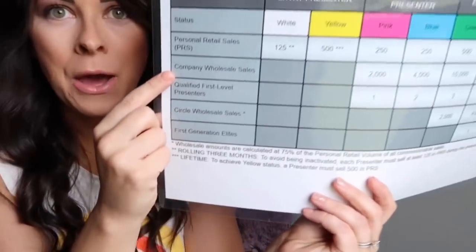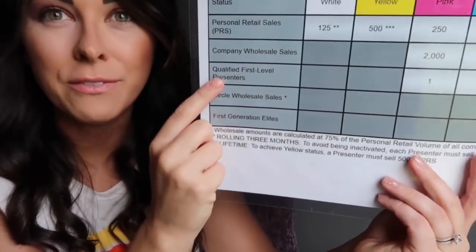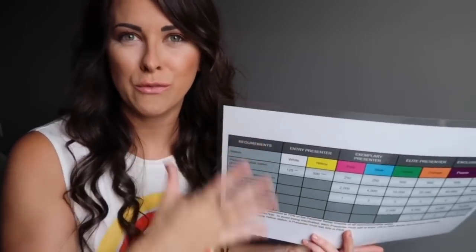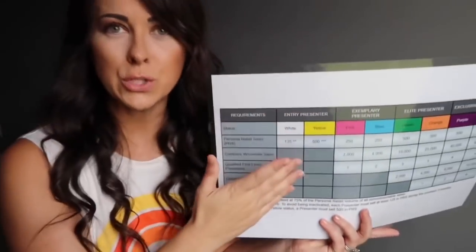The next one is company wholesales, okay? Company wholesales is everybody on your team, whether you sponsored them or whether they were sponsored by a friend you sponsored. This is everybody in your back office. It's 75% of their PRS, okay? All that added together equals your company wholesales. And just like PRS, we say CWS, company wholesales, all right? And then the next one we have here is qualified first level presenters. We're not going to get into those bottom 2 because you don't need to know those for what we're going over today.